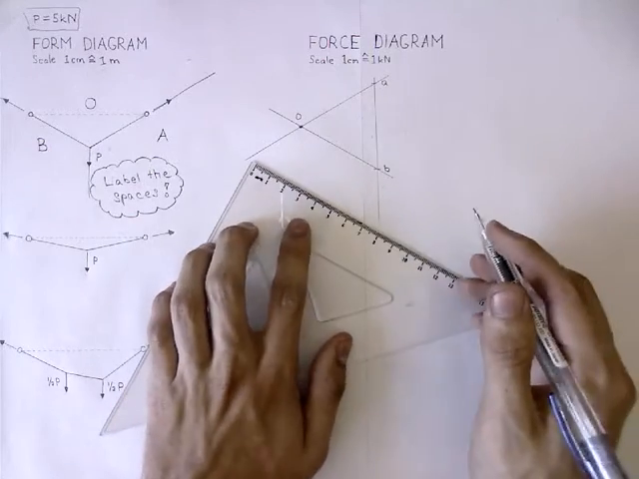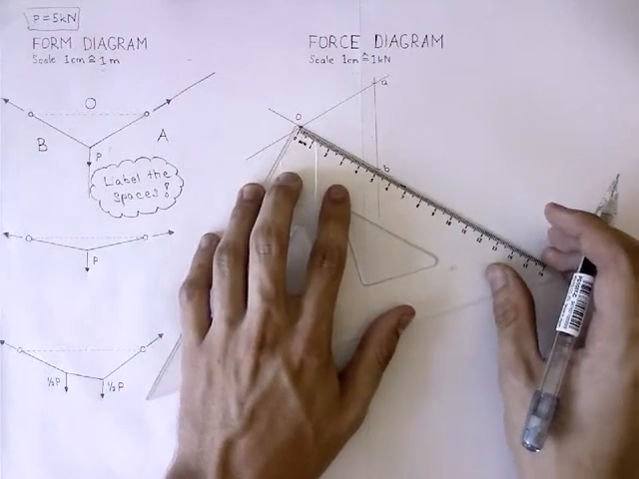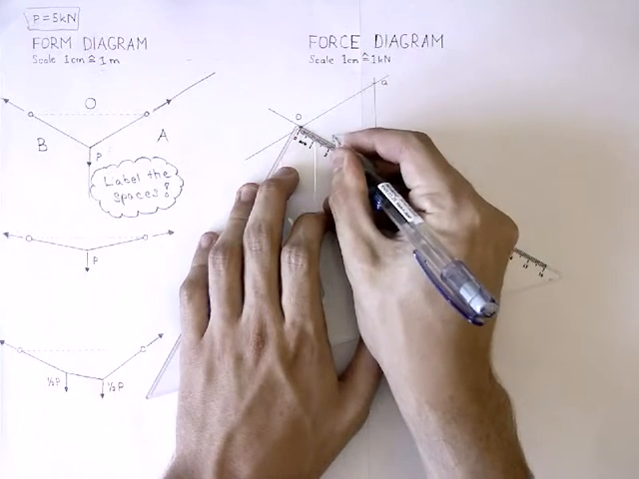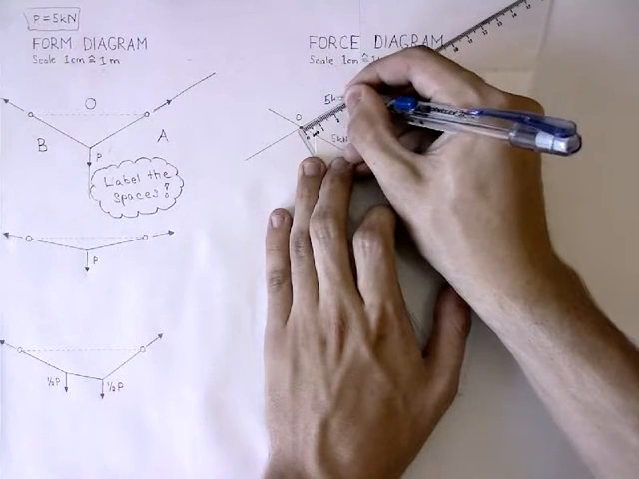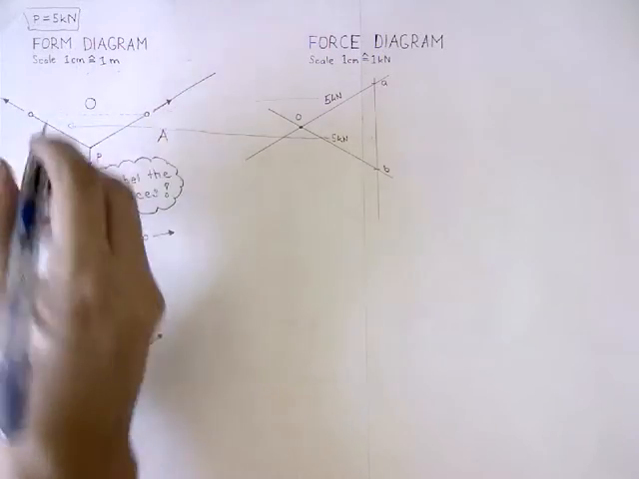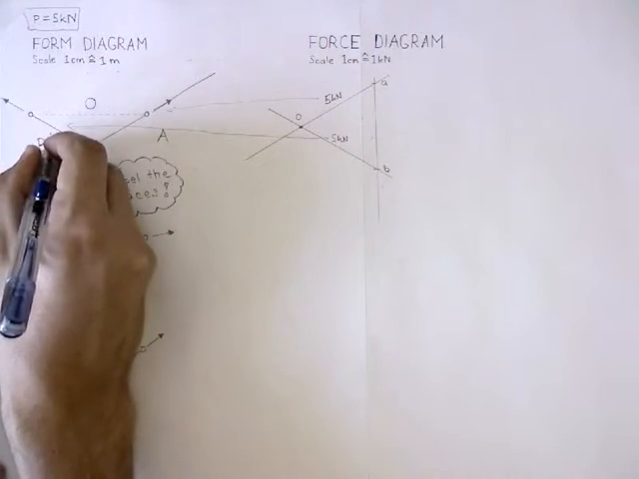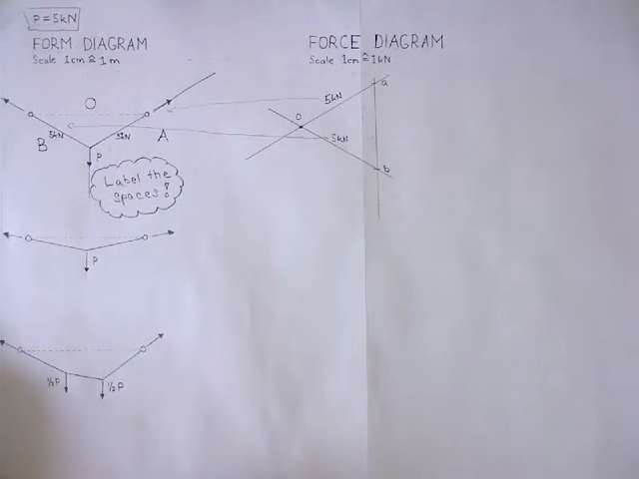In order to find the forces in your system, you have to measure the lines in your force diagram. By transferring the numbers back into the form diagram, we can mark the forces in the system. Now we know that these two elements have a tension force of 5 kilonewton. If we were to dimension them, we would have to plug this value into the formula.